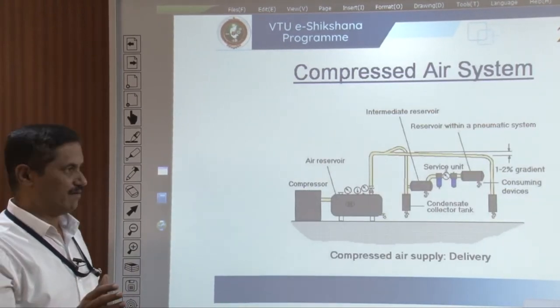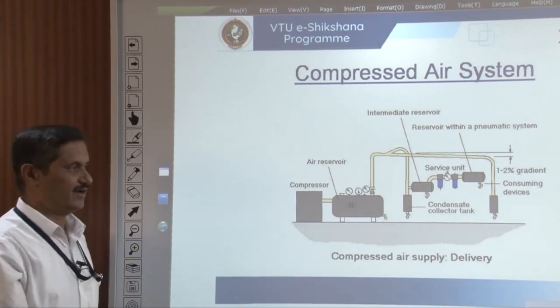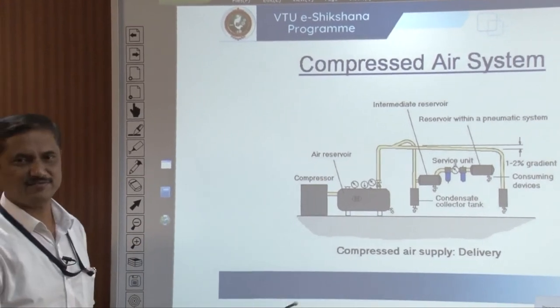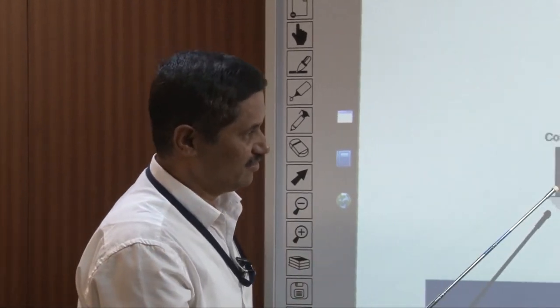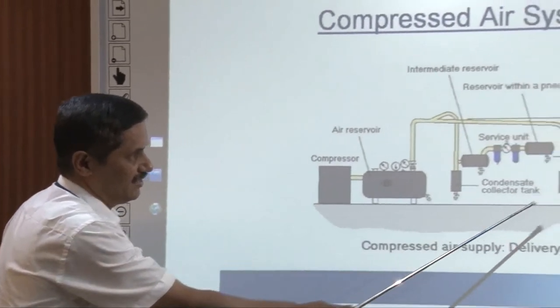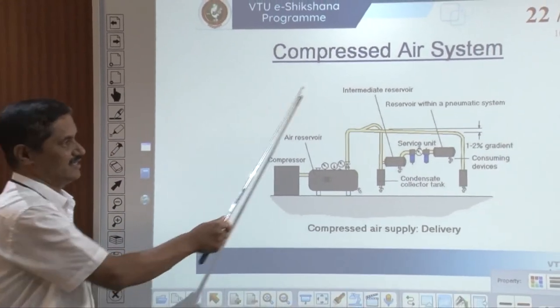So, now we have completed the different types of compressors which are available. In all these compressors, we take the air from the atmosphere and compress it to different pressures and supply it to the systems. But when we supply it like that, we cannot directly give it to the equipment. So, we should have certain equipment in the middle. The complete setup we call a utility.